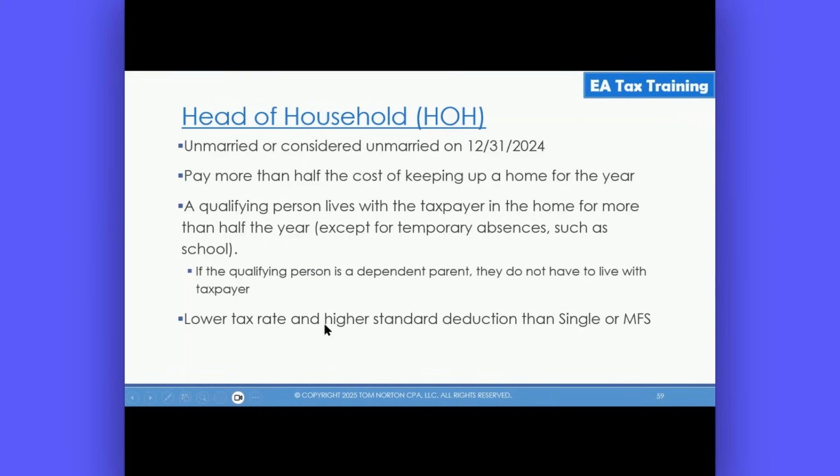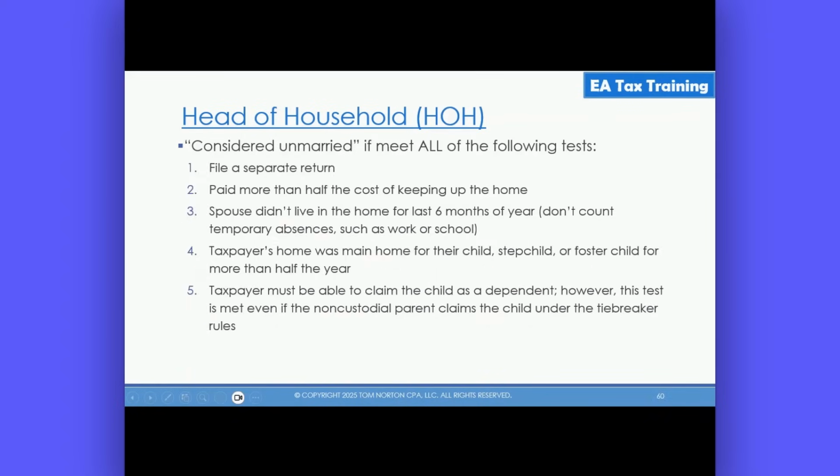The benefit of head of household is it is a lower tax rate and a higher standard deduction than either single or married filing separately. So it's not quite as good as married filing jointly or qualified surviving spouse, but it is better than being single or married filing separately. So it's kind of in between. So they're saying, okay, you're not married. However, because you've got this person living with you, we're going to give you a bit of a break. And so that is what head of household does.